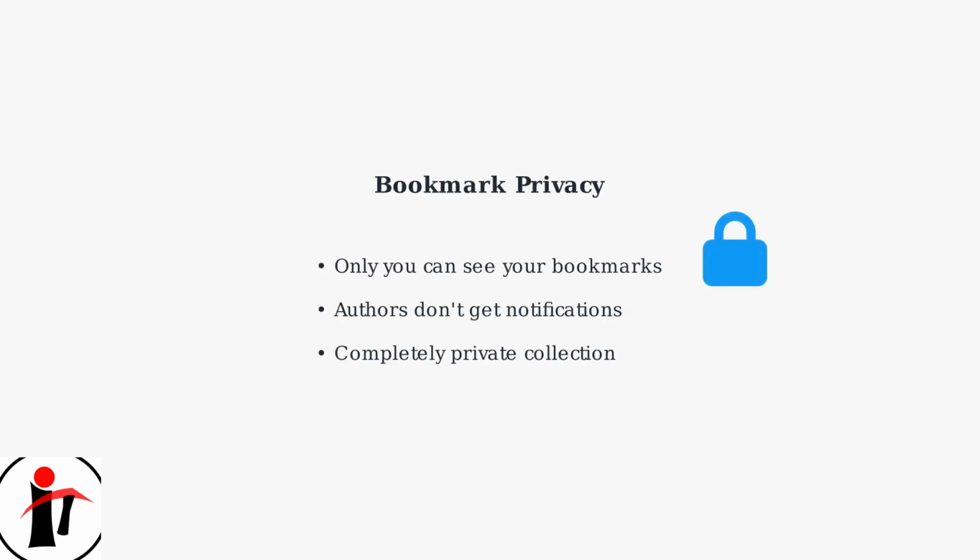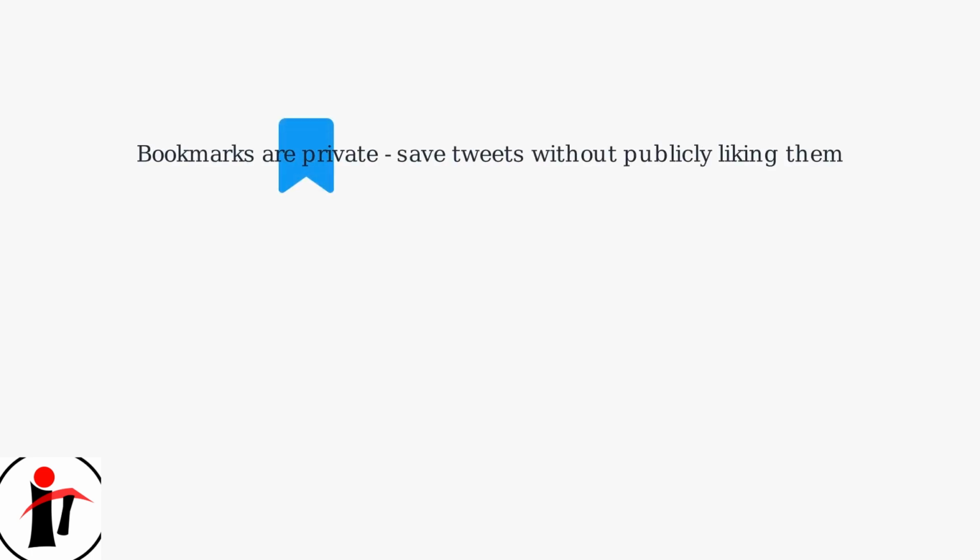An important feature of bookmarks is that they are completely private. Only you can see your bookmarks, and tweet authors won't be notified when you save their content. Bookmarks let you save tweets privately without the public visibility of likes or retweets. This makes them perfect for saving content you want to reference later without notifying the author.